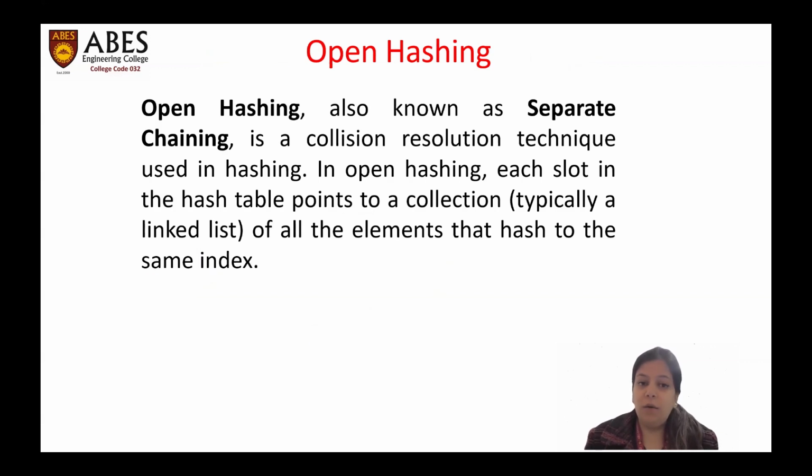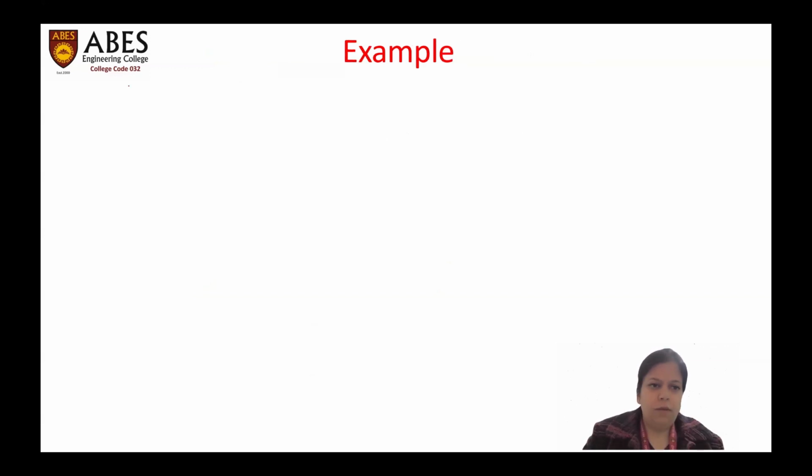Open hashing, also known as separate chaining, is a collision resolution technique used in hashing. In open hashing, each slot in the hash table points to a collection, typically a linked list, of all the elements that are hashed to the same index, right? Let us now try to understand how open hashing works with the help of one example.